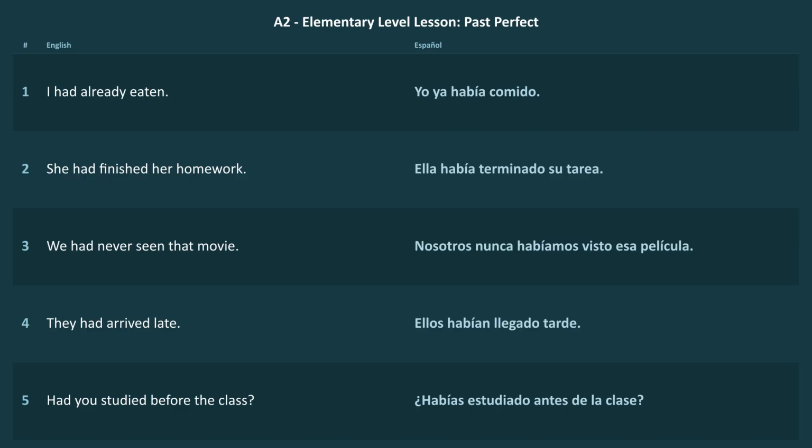How do you say, the chef had already prepared the food in Spanish? El chef ya había preparado la comida. Very good. And yes, chef is commonly used in Spanish too. How do you say, he had never tried that dish in Spanish? Él nunca había probado ese plato. Excellent. Probar means to try or taste. Plato means dish, like a dish of food.